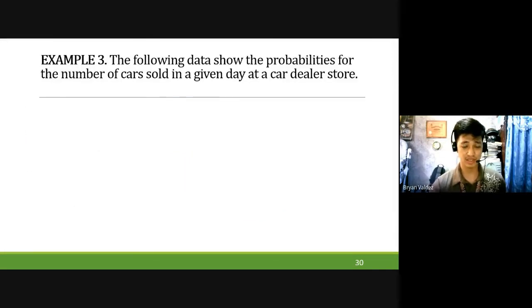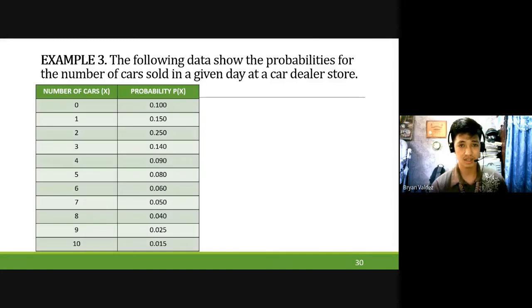Okay, example number 3. The following data show the probabilities for the number of cars sold in a given day at a car dealer store. Ayan, so ito yung binanggit ko kanina, pwede natin siyang i-represent as decimal form, yung probability. So number of cars, yung first column natin, then yung second column natin is yung probability na mabebenta yung sasakyan. Pag walang bumili, meron 0.1 na chance. Pag yung isang kotse lang bibilhin, that's 15%, and so on and so forth.